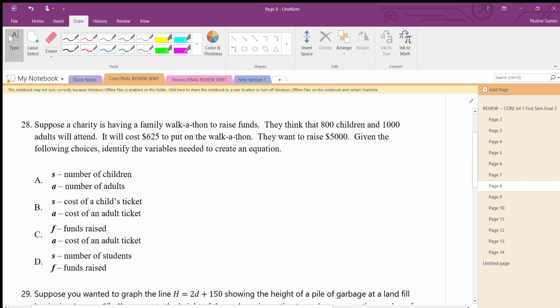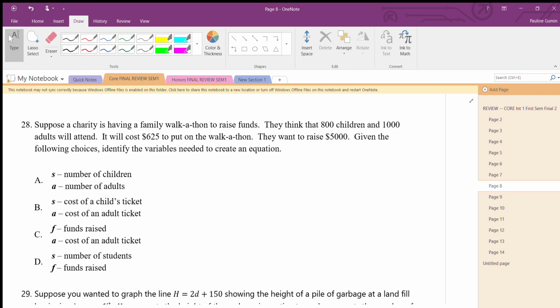Suppose a charity is having a family walkathon to raise funds. They think 800 children and 1,000 adults will attend. It will cost $652 to put on the walkathon. They want to raise $5,000. Given the following choices, identify the variables needed to create the equation.